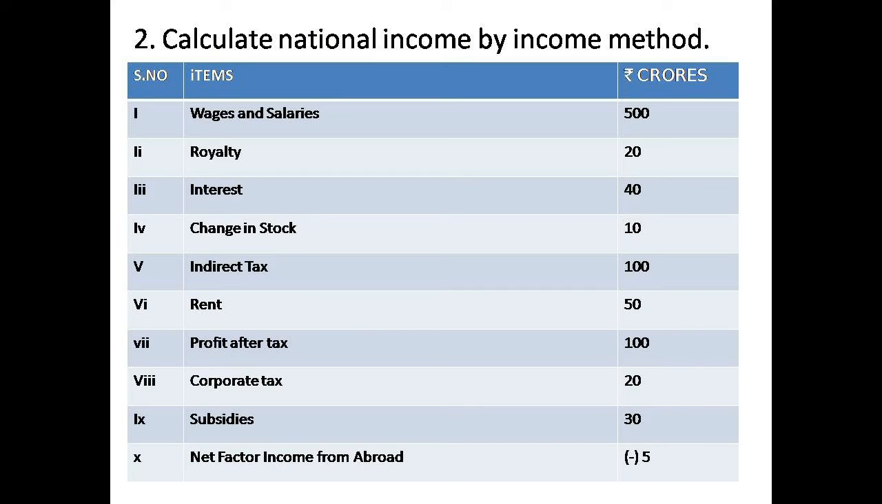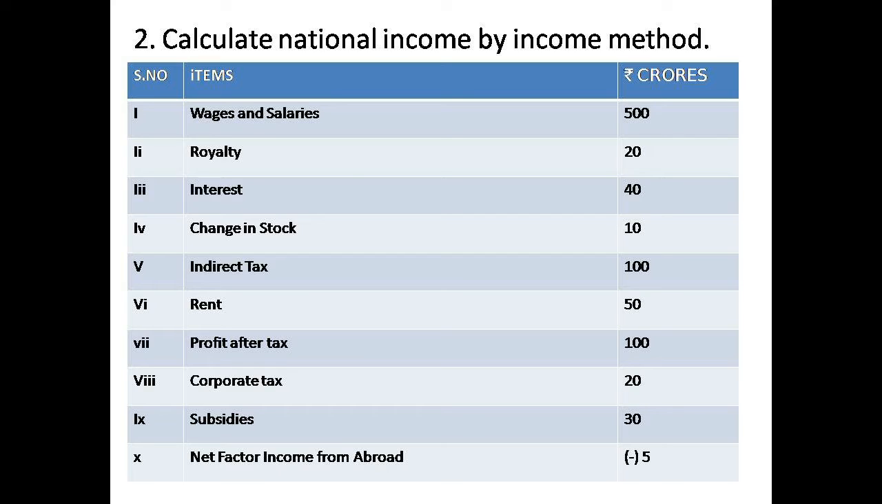Let us now go on to the second numerical question. Calculate national income by income method. National income. NNPFC is national income. We already learned. Net national product at factor cost is equal to national income. Because NNPFC is equal to income earned by the people of a country in the form of rent, wages, interest and profit. That is what you call national income. So NNPFC is always equal to national income.